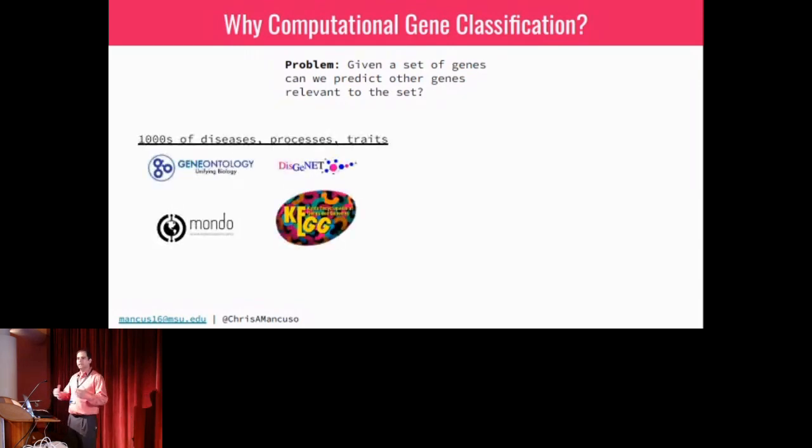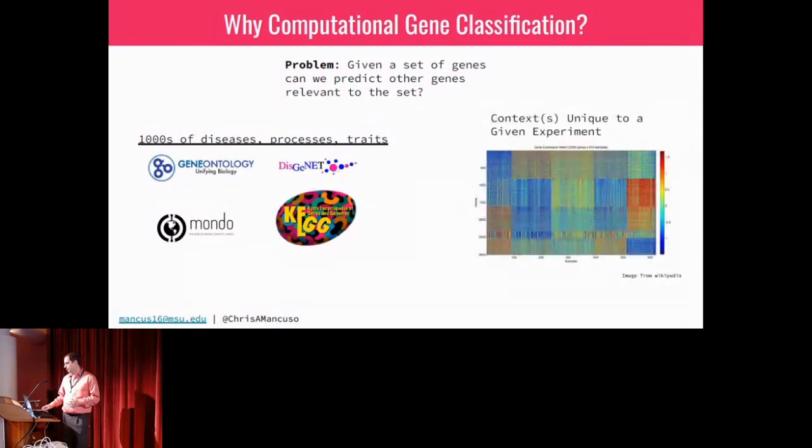There are a lot of databases out there that cover diseases, processes, traits, Gene Ontology, Mondo, KEGG, just to name a few. People can also get these from individual experiments. Some people can do case-control experiments that are unique to whatever context they want to study, and then get a list of differentially expressed genes. However, oftentimes these sets are either incomplete or noisy, containing false positives.